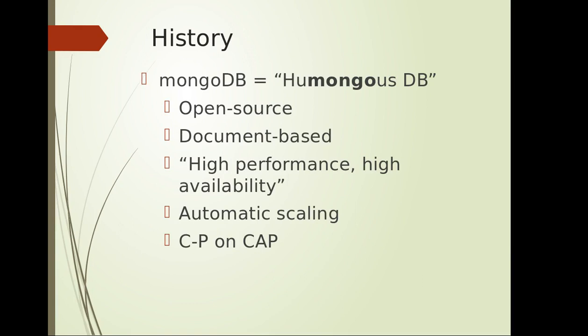MongoDB is also a database. Let's talk about the history of MongoDB. MongoDB is a homogeneous DB. It's open source, document based, high performance, and high availability. That is the main important part for every DB. If you are going to select a database for your application, you need to check the ACID properties there, and the CRUD operations should be there.